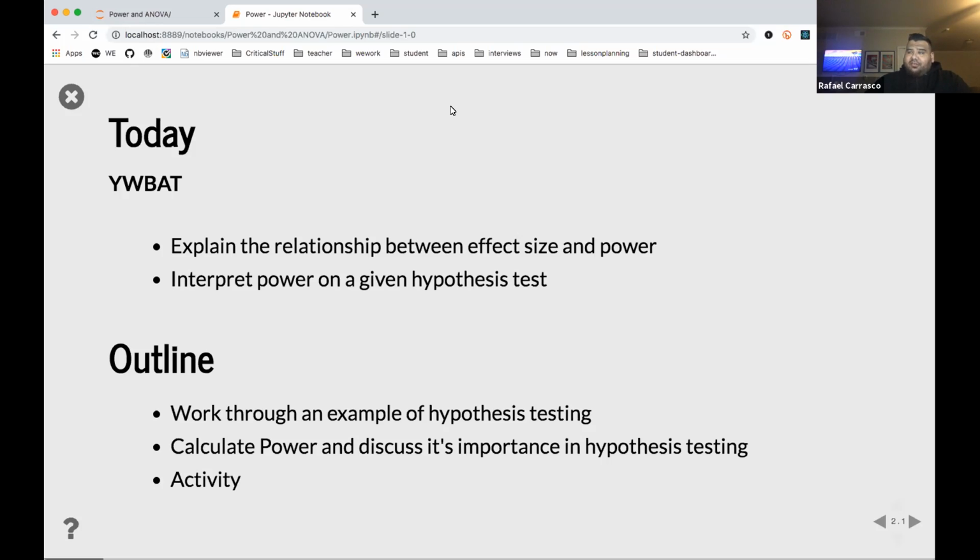All right, so for the outline, we're just going to work through an example of hypothesis testing. We're going to calculate power and discuss its importance in hypothesis testing, and then we'll do the activity that I have planned.